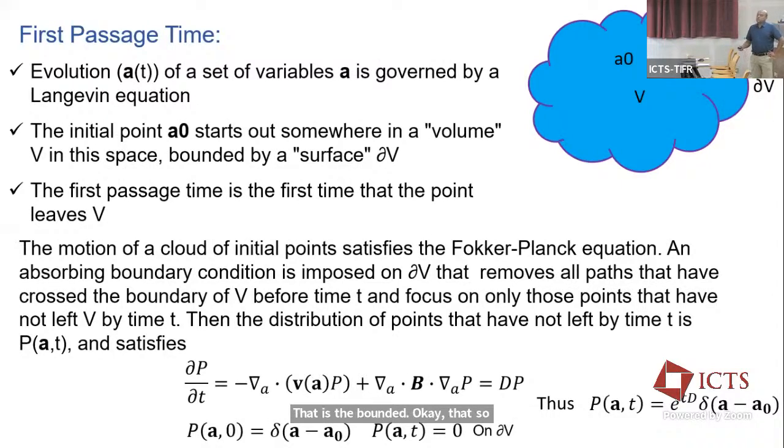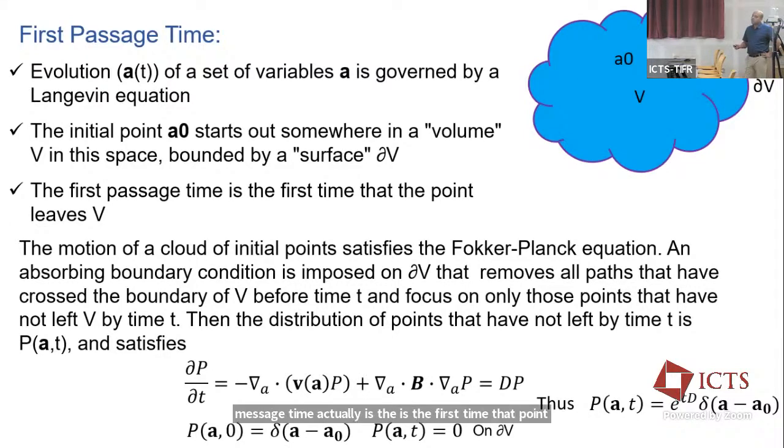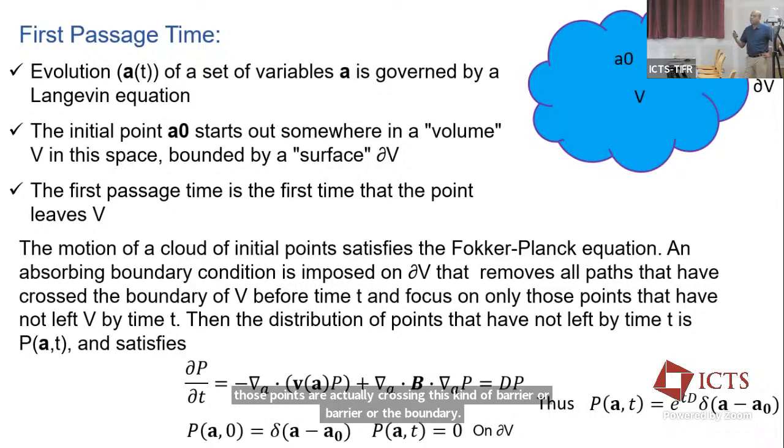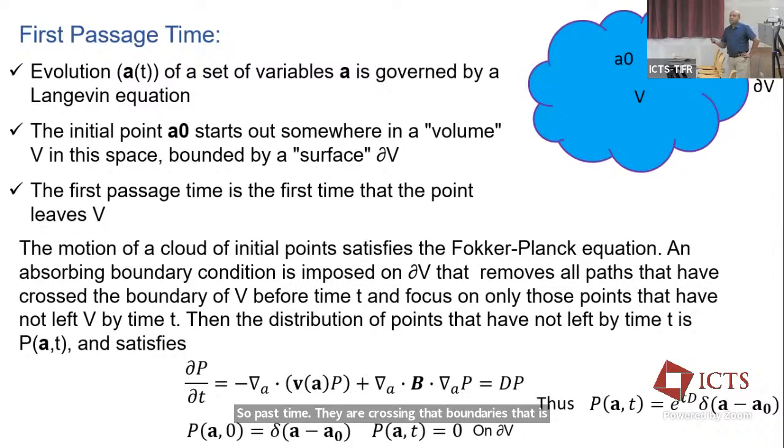So this first passage time is the first time that those points cross this barrier, the boundary. The first time they cross that boundary is the first passage time. And mean first passage time means the average of that time. That will be the mean first passage time that we are going to calculate.